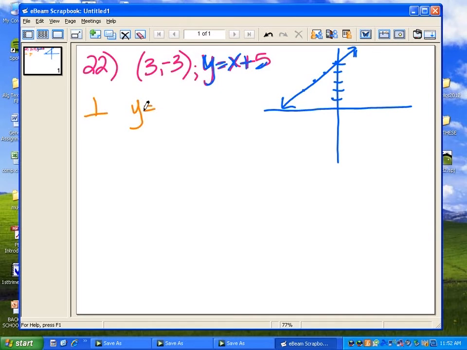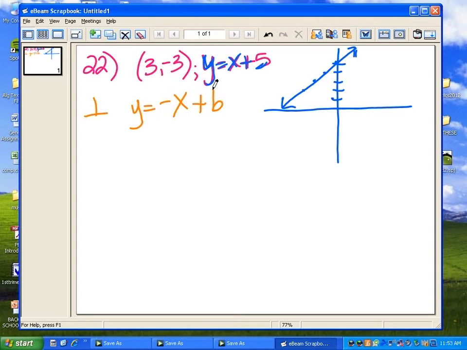I'm sorry, I can't hear you. Not 0. What's the slope of my blue line? 1. So what's the opposite reciprocal of 1? -1. So this should be a negative x plus, and we don't know what the b is, right? So we have to solve for that b. We know our slope is that -1.